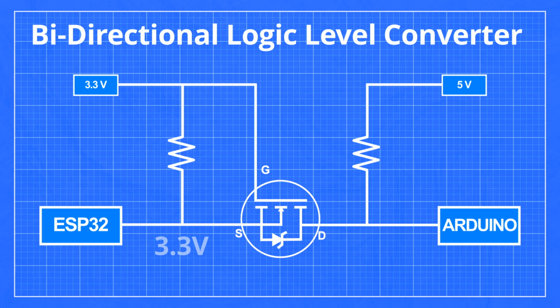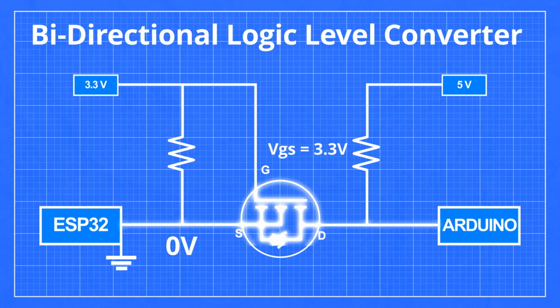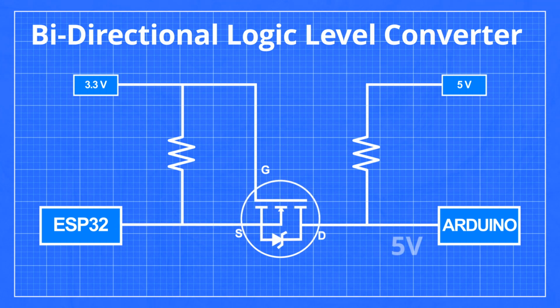So, when we get 3.3 volts from the lower side, VGS is too low to open the gate and the 5 volt side is pulled up to 5 volts. When we get 0 volts on the low side, the gate opens and 0 volts also appear on the high side. If 5 volts appear on the high side, low side can be only pulled to 3.3 volts, because at this point the MOSFET closes.